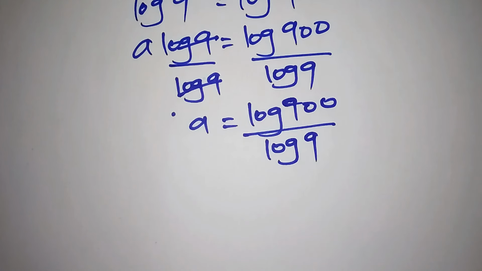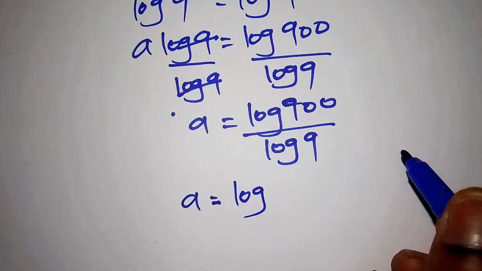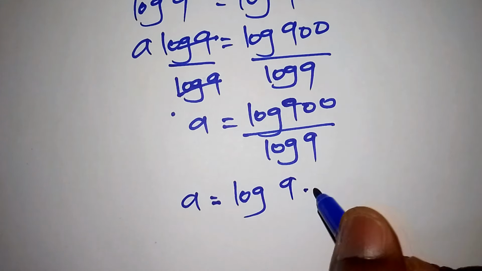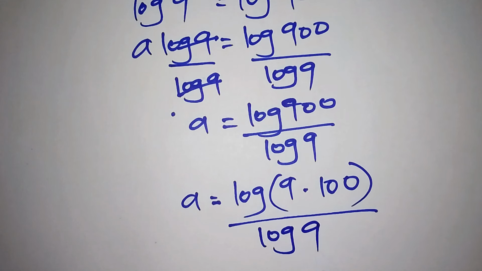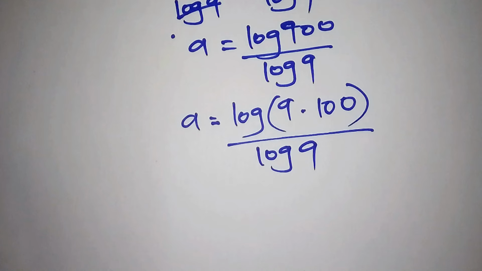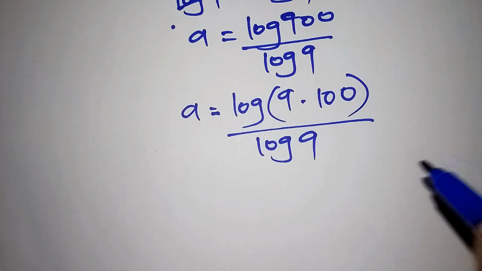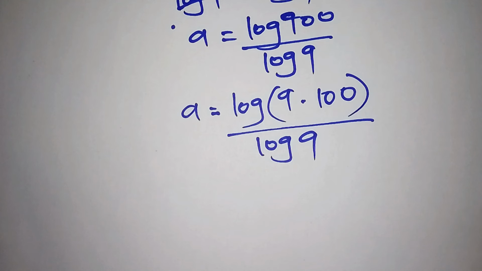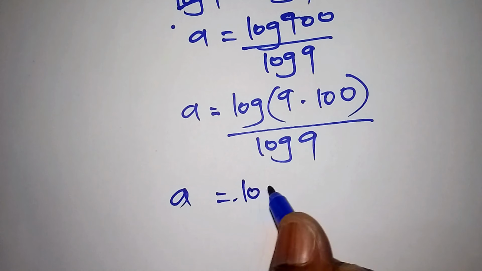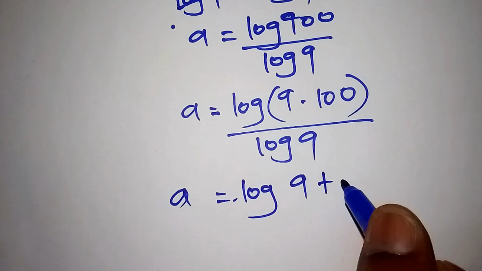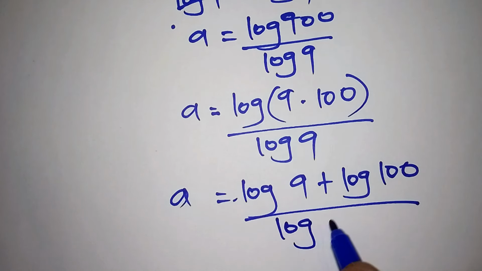So let's now factorize the number that we have. Our a is equal to the log of 900, which can also be written as the log of 9 multiplied by 100, in brackets, all over the log of 9. When we now want to open the bracket, since this is a multiplication, we shall put the addition sign because we are following the rule of exponential equation. So our value for a is equal to the log of 9 plus the log of 100, then all of them shall be divided by the log of 9.